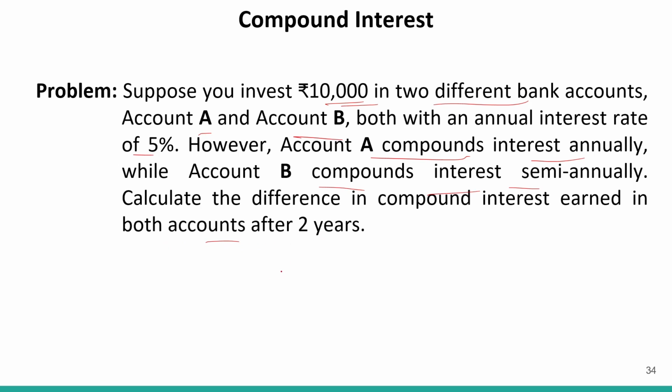So what we can do is we can take A2 and B2, let's say. So this will be 10,000 into 1 plus.